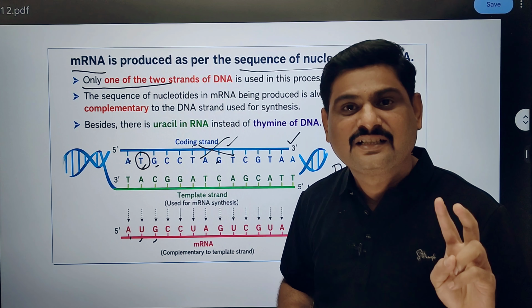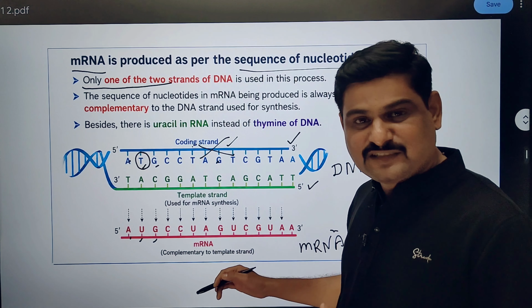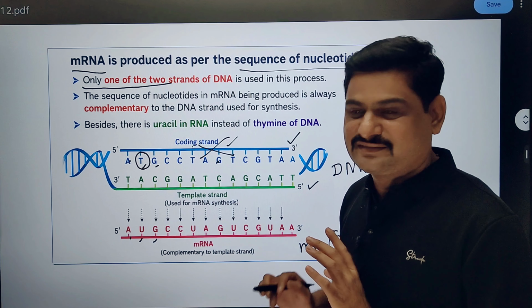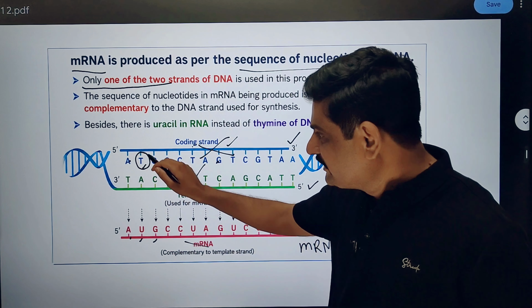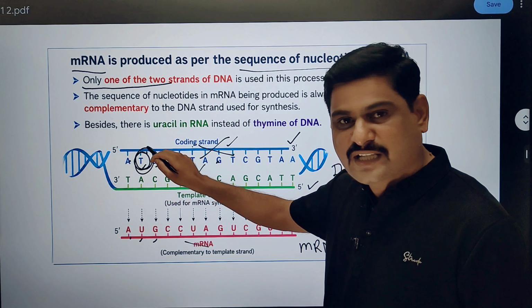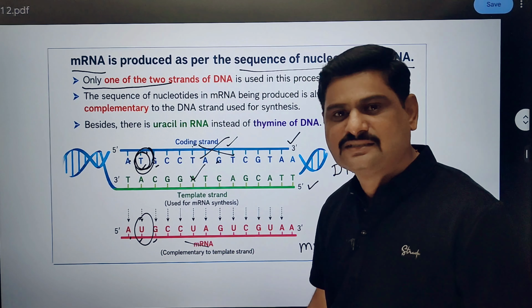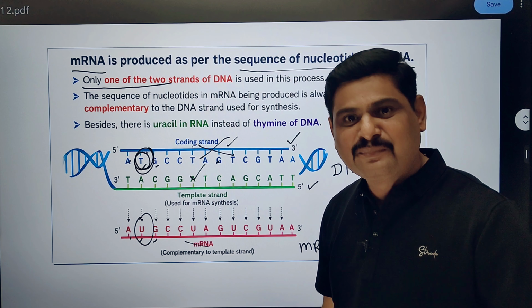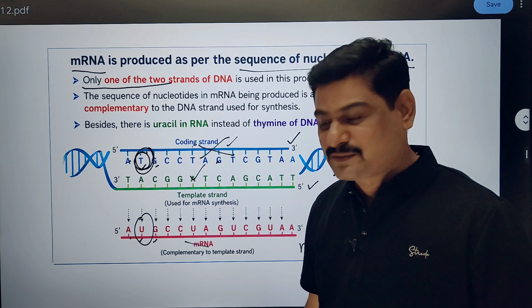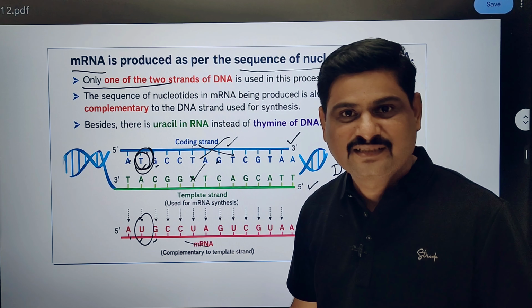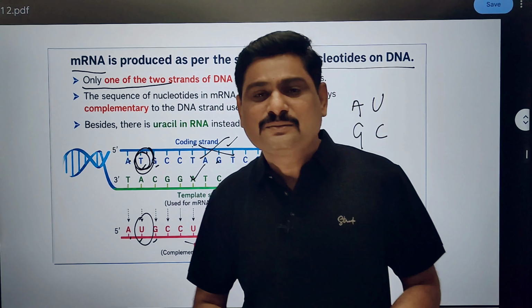Second, only one strand of DNA out of 2 is used for RNA synthesis. The mRNA sequence is complementary to one strand of DNA. This mRNA sequence is complementary to this green strand of DNA. Third and last, what difference do you find? Instead of thymine, RNA has uracil. This we already discussed: in mRNA or any RNA, thymine is not present. So instead of thymine, what is present? Uracil. Is it clear?